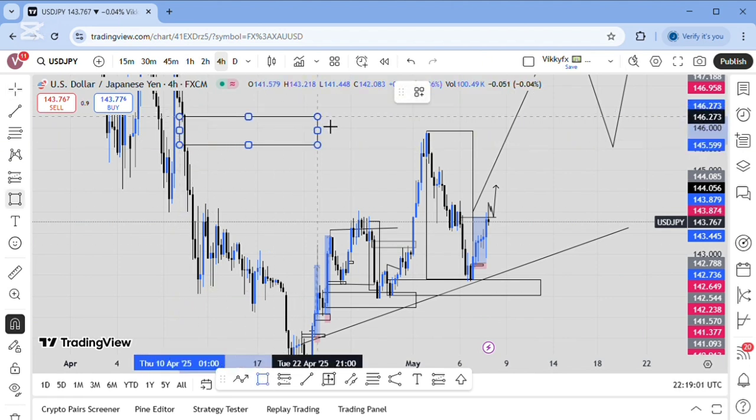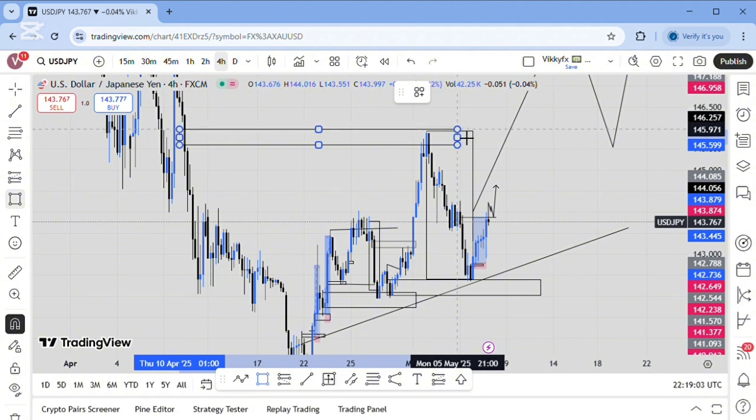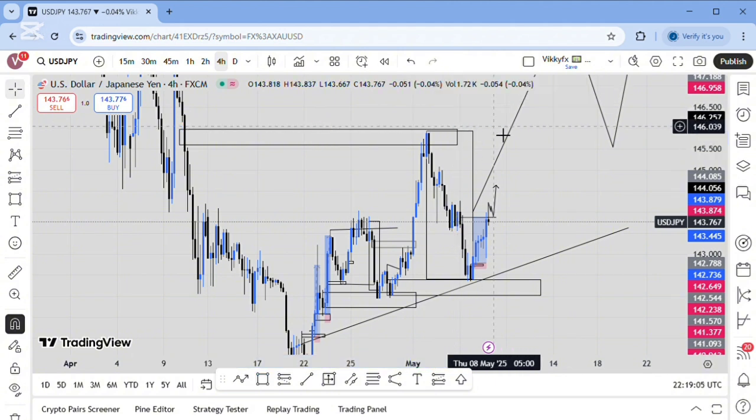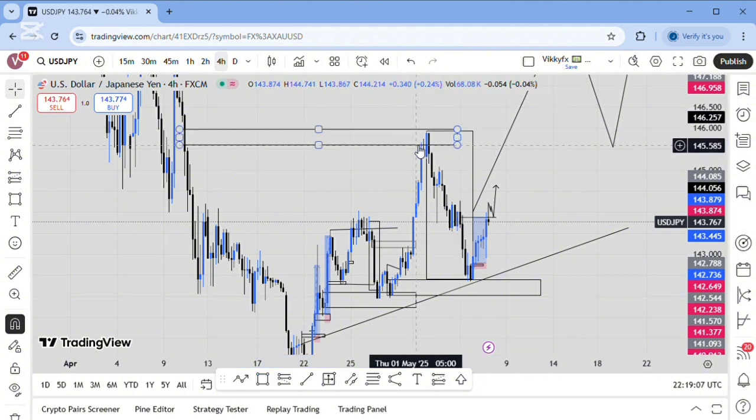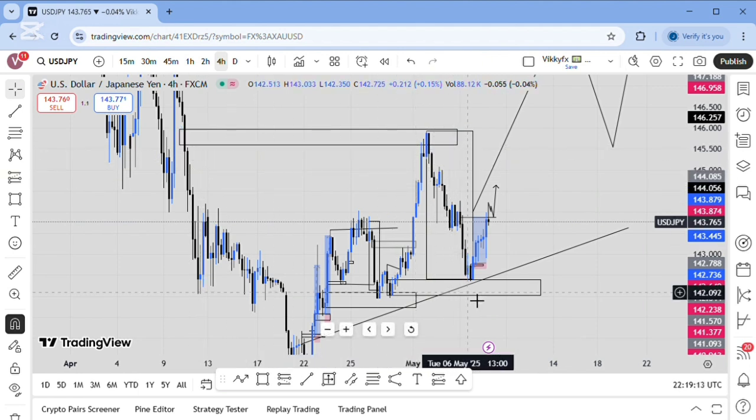I will soon make a video about how to use a fair value gap. So the market reacted to this fair value gap. This was a zone. It reacted to a point of interest on this zone after this liquidity. That is the reason the market sold down here.